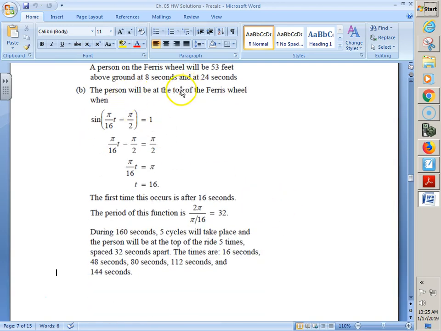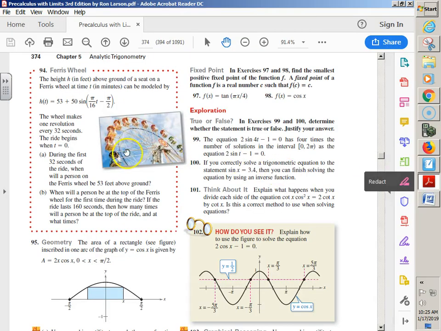Then they ask, when will you be at the top? We're going to be at the top when... Can you guys figure out how high off the ground the top of the Ferris wheel is using this equation? How high off the ground would the very top of the Ferris wheel be? How high would you be above the ground? 53 is the middle, because it's about which it's cycling. 53 is the middle, or the sinusoidal axis. How high, how low do you go from 53? What's the amplitude?